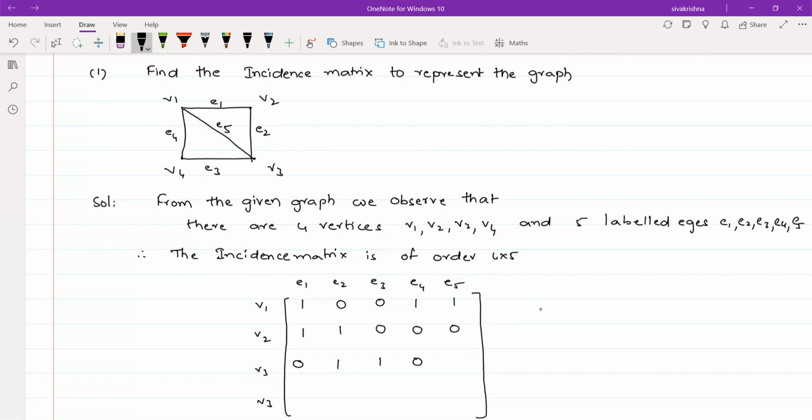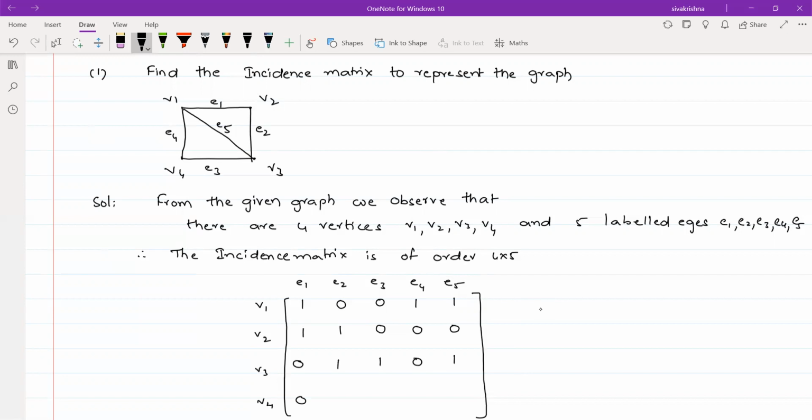And the edge E5 is incident on V3, so we have to write 1. Okay, coming to the next row, that is the fourth row. So this is V4. V4, E1: is the edge E1 incident on the vertex V4? No, that is not incident on V4, so we have to write 0.